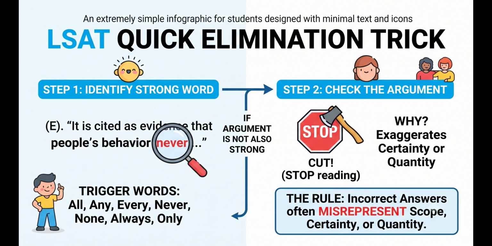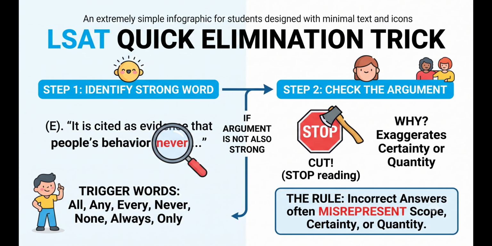We can cut it never because the certainty, quantity, is too strong. Do you recall any mention of anything being non-existent or something being eternal? Even if you did not fully understand the LSAT argument, it is still possible to eliminate incorrect answers by being on the lookout for scheduled exaggerations in the LSAT Holy Trinity: scope, certainty, or quantity.